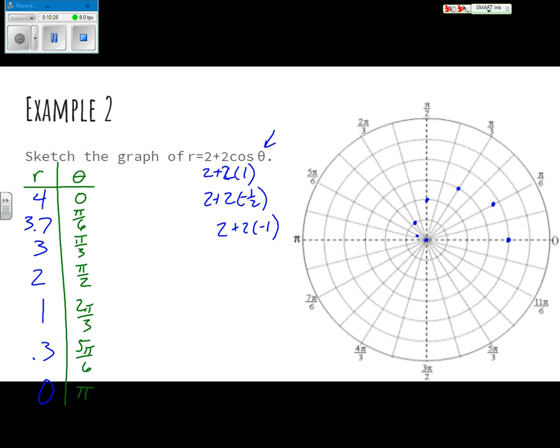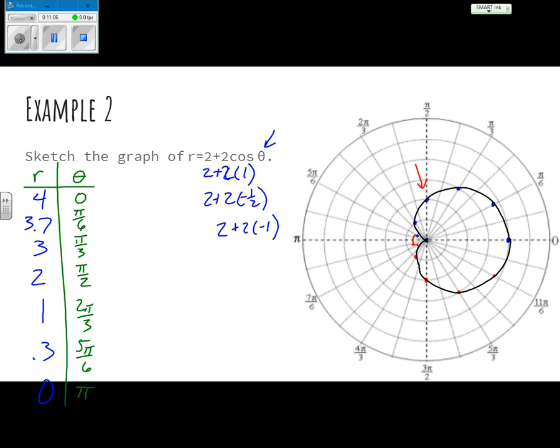My other half of the points are going to come by just reflecting these blue dots straight down. So if I reflect 2 pi over 3, it's going to land right here. If I reflect this pi over 2 point, it's right here. I just keep going, reflecting straight down all of these points. So my final shape, whenever I go to graph it, forms a heart. And that is my next shape, a heart.